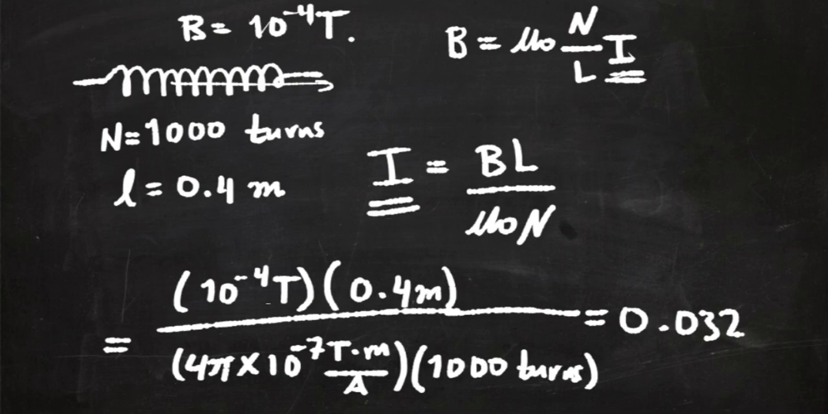And so let's check and make sure that they come out correctly. Teslas cancel with Teslas. Meters cancel with meters. Turns, 1,000 turns is just a number, and we get 1 over amps, which is amps.